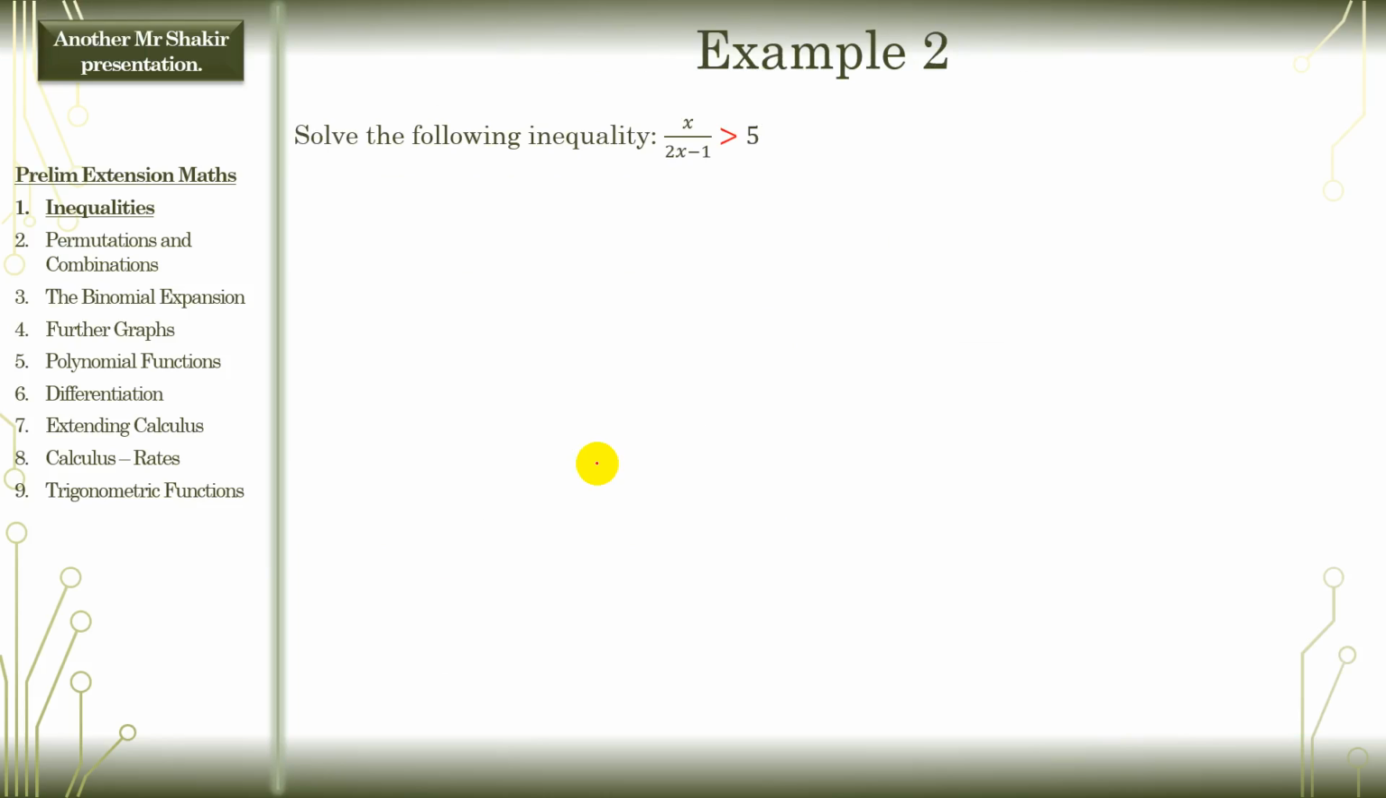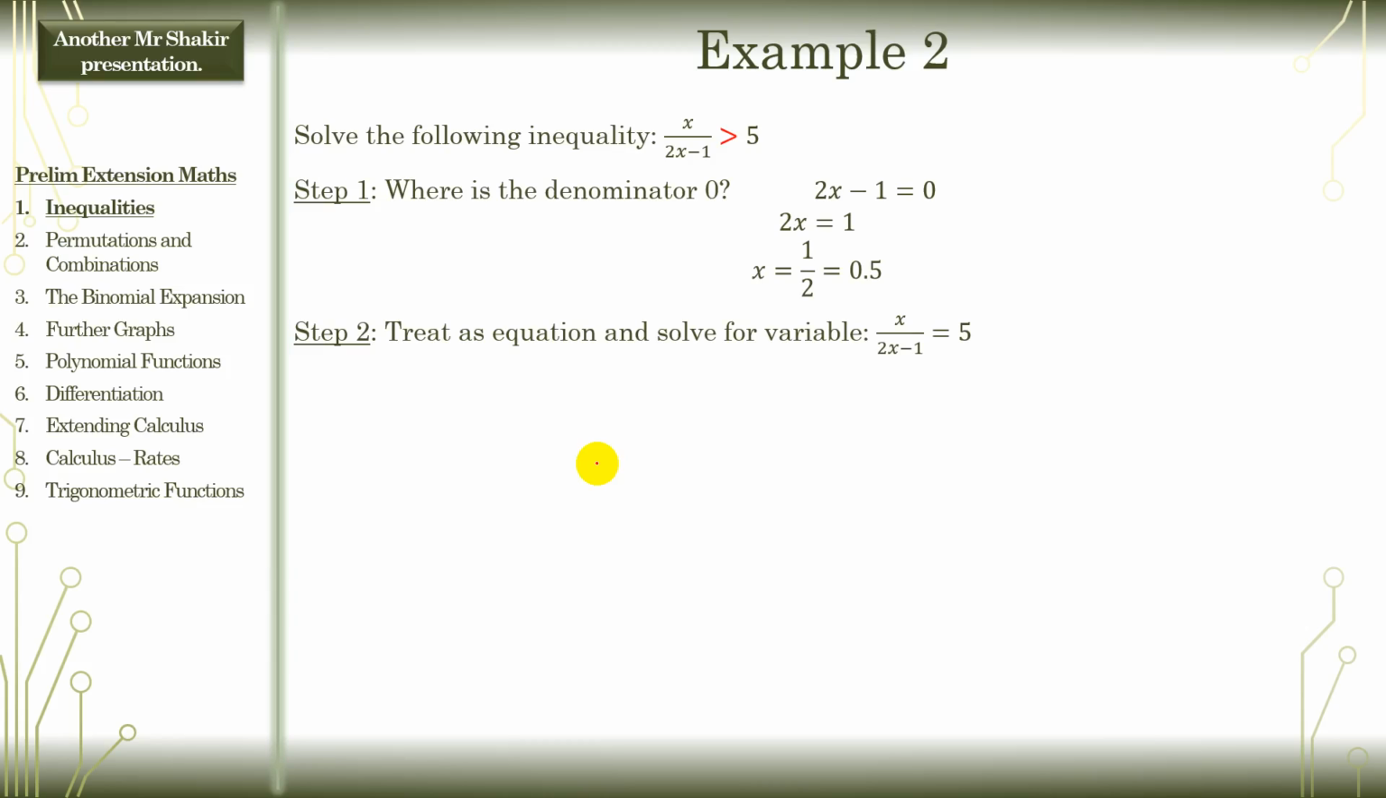Alright, so what about if you have a variable on the top and the bottom? Well, the good news is nothing really changes. It's just the same as before. Step 1, where does the denominator equal 0? Solve for that. You get x is equal to half. That is our first critical point. Step 2, treat it as an equation and solve for the variable. 2x minus 1 onto the other side. Expand the bracket, solve for x. And you get x is equal to 0.55555 repeating, or 5/9.